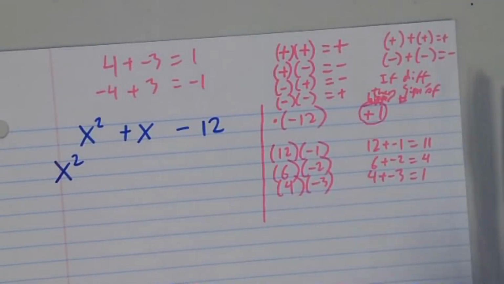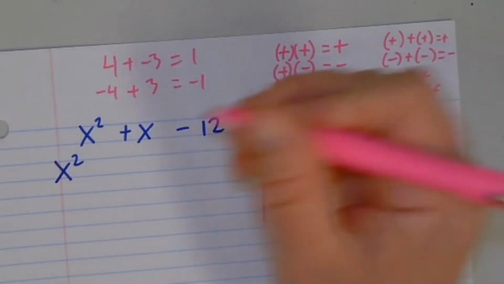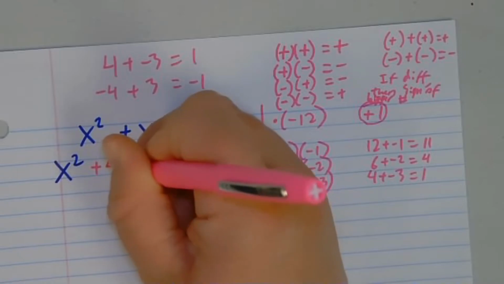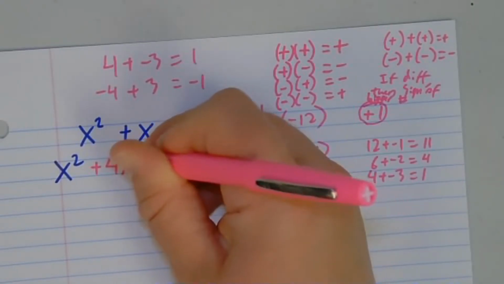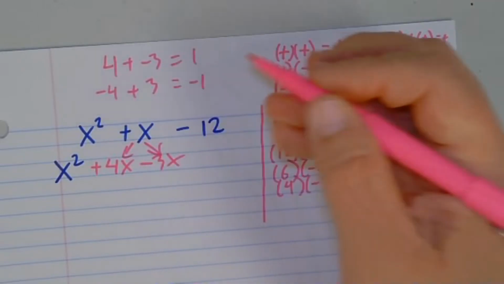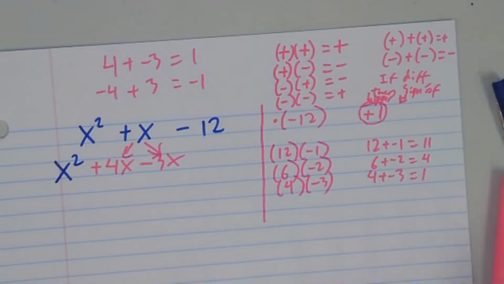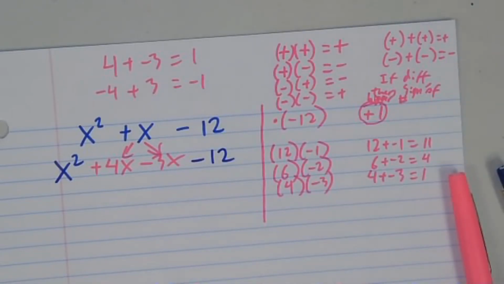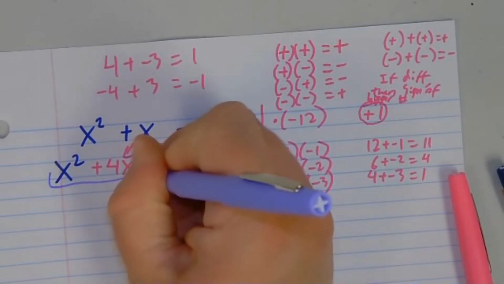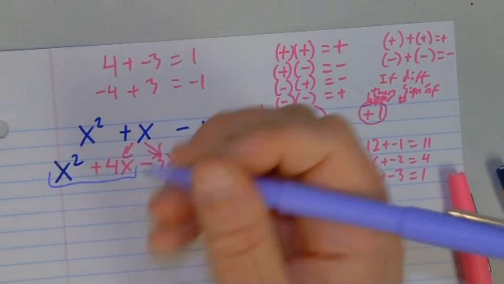x squared plus 4x minus 3x, which would equal x. So I have the same value here, I've just rewritten it. And then I can factor by grouping. Both of those have an x.